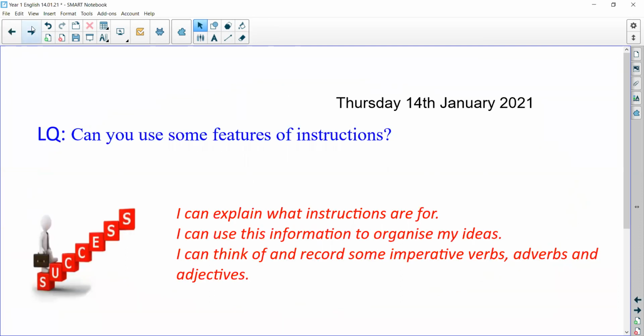Our learning question today is, can you use some features of instructions? Today you're going to explain what instructions are for. Can you use this information to organize your ideas? Can you think of and record some imperative verbs, adverbs, and adjectives? So these are some of the features of instructions.